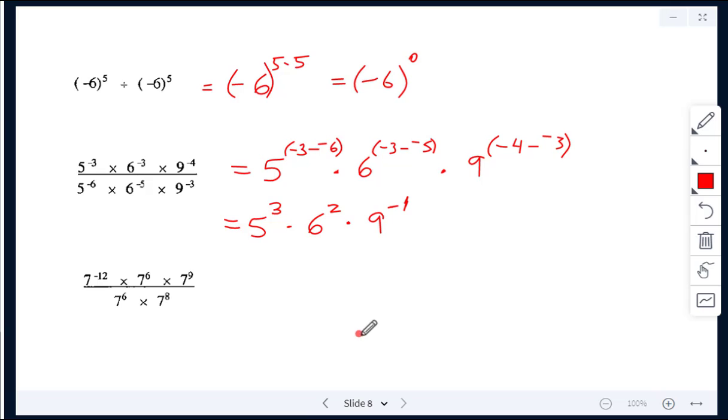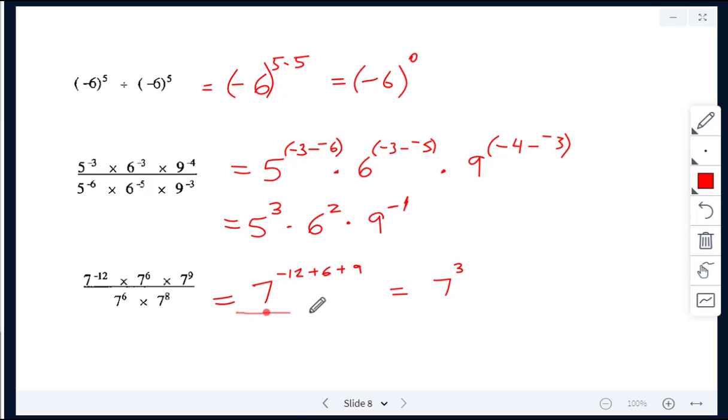And this last example, if you look at all of our bases, they're all 7s. So you can choose to do the method where you do the reciprocal and then multiply, or you can simplify the numerator, simplify the denominator. So I'm going to do that method. So we have the base of 7, negative 12 plus 6 plus 9. And that gives me 7 to the power of 3.